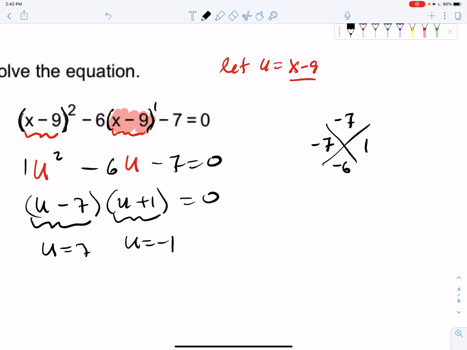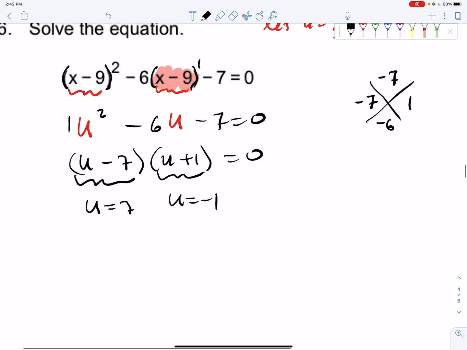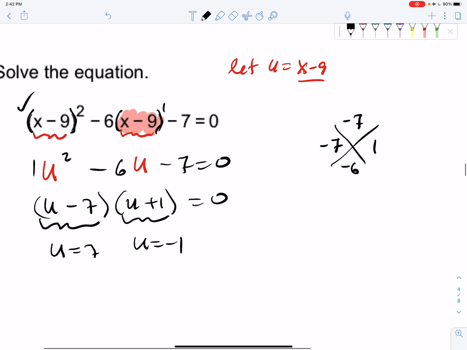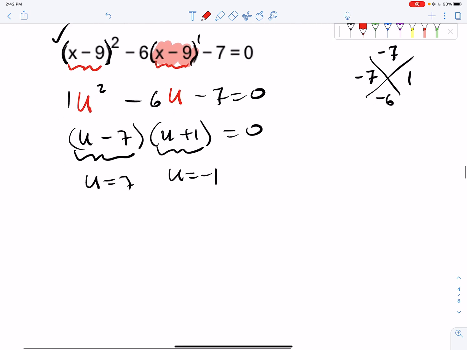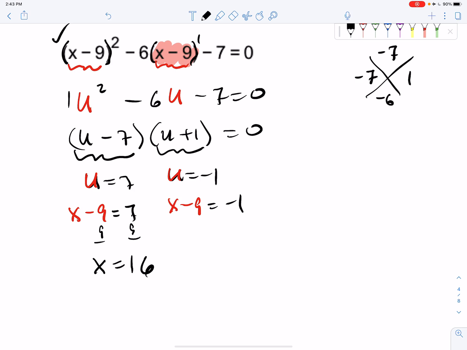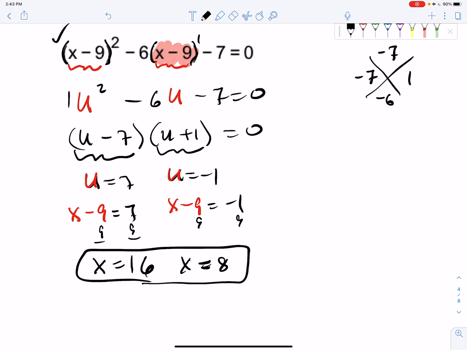Our let statement said now we want to solve for x. Look at that original problem. There was an x in that original problem, right? And we got u's. So we need to replace every u with x minus 9. And then just copy down the rest of the equation and solve it. Well, add 9 to both sides: x equals 16. Add 9 to both sides: x equals 8. And we only get two answers, x equals 16 or x equals 8.